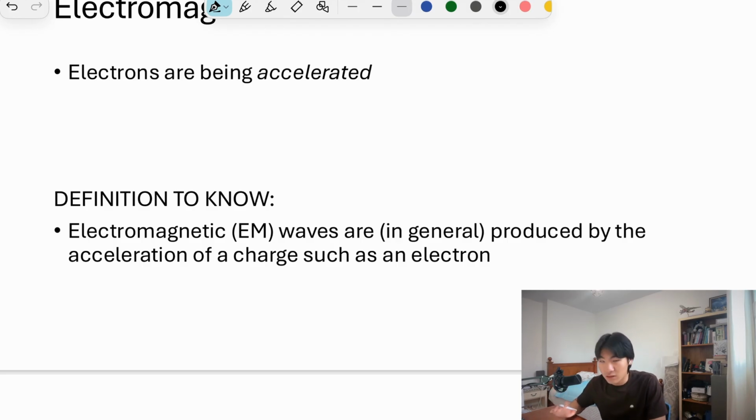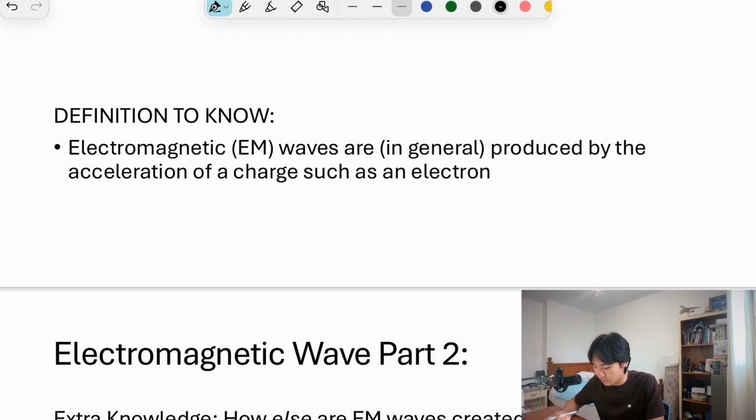Okay, this is another important definition to know, which is that electromagnetic waves in general are produced by the acceleration of charge, such as an electron. We say in general because there are cases that are not, but at our level, we only have to know that it is just produced by an acceleration of a charge. And just for the sake of having fun, let's have a look at a case where it is not created by the acceleration of an electron.